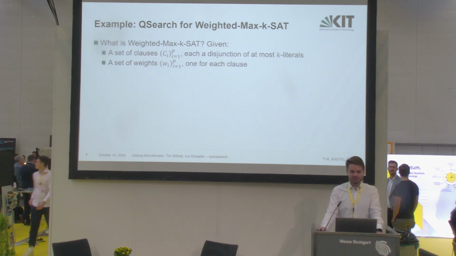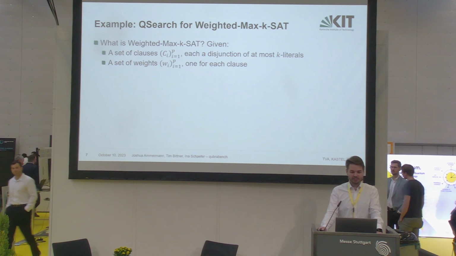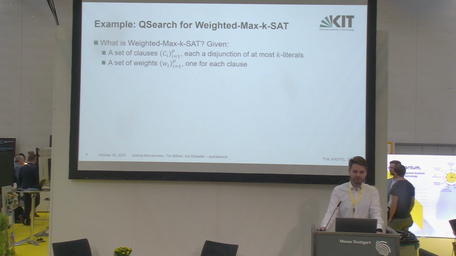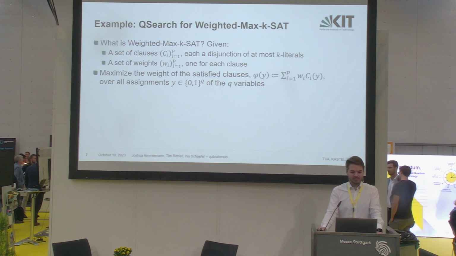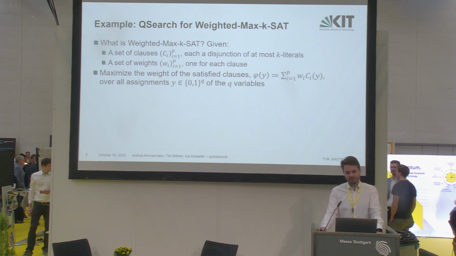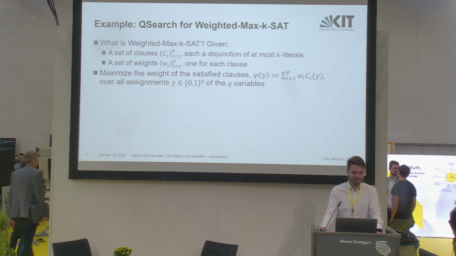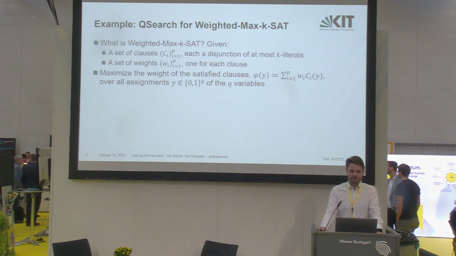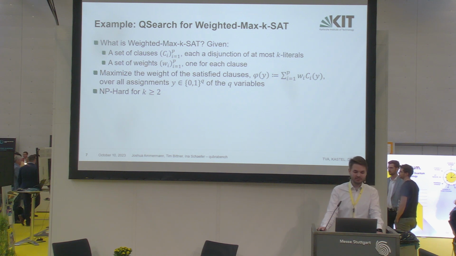Just imagine you have a set of clauses, and each of them is a disjunction with k Boolean literals, and a set of weights, which is one for each clause. Then try to maximize the weight of the satisfied clauses, which is mathematically in this formula, but it's just the same, maximize the weight of the satisfied clauses, over all assignments of the Q variables. Which just means find me a good, satisfying solution for my problem that's the best in some way. Turns out this is computationally NP hard for k larger than 2.